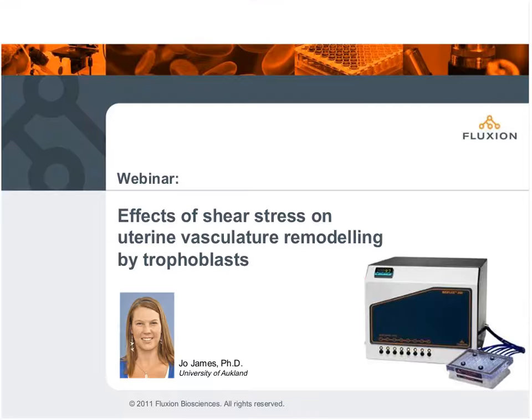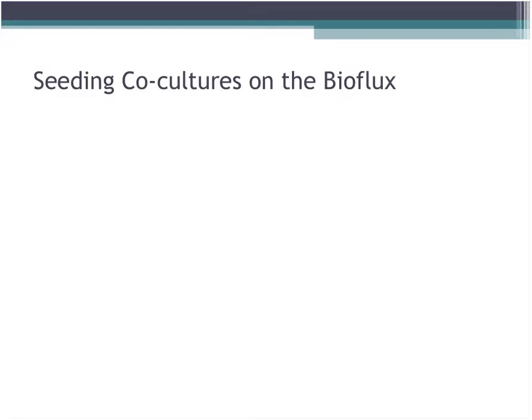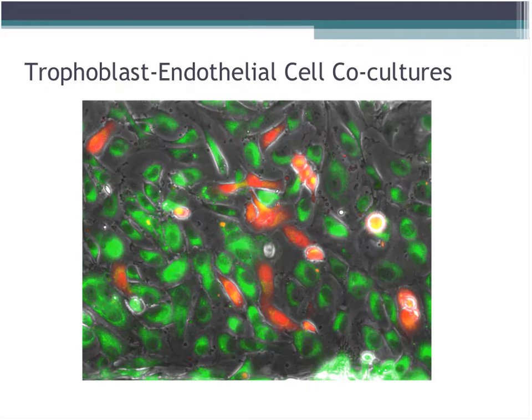I would seed these cells on endothelial cells, and I would label them with different fluorescent markers in order to be able to differentiate the cells from each other. So here I've labeled HUVECs with MitoTracker Green, which we found to be best for their viability through the culture, and trophoblasts with CellTracker Orange.